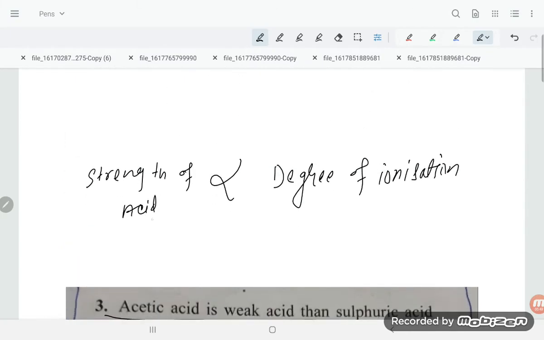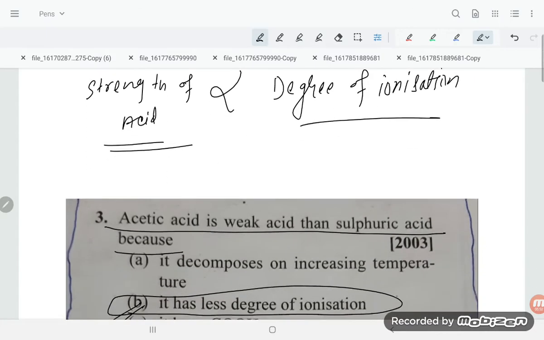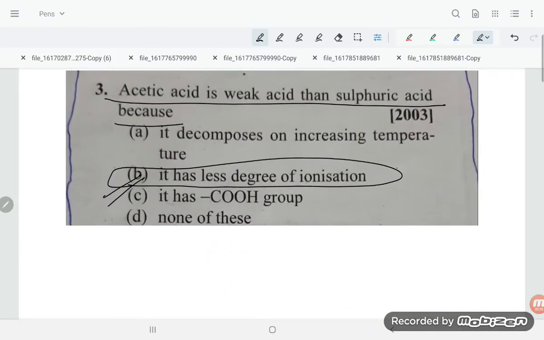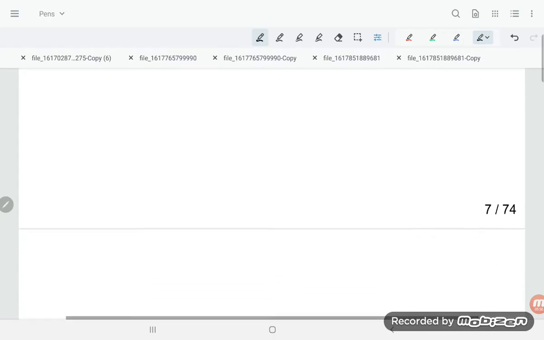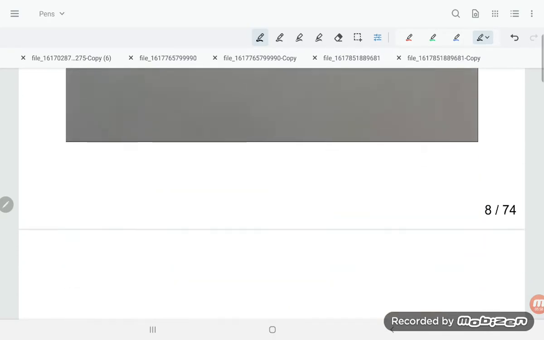So because the strength of an acid is proportional to its degree of ionization, the greater the ionization, the stronger the acid. Here, less degree of ionization means a weak acid. Now let us move on to the next question, student.